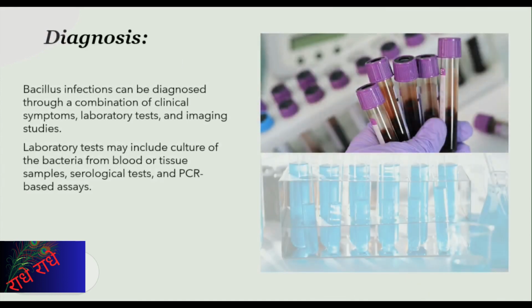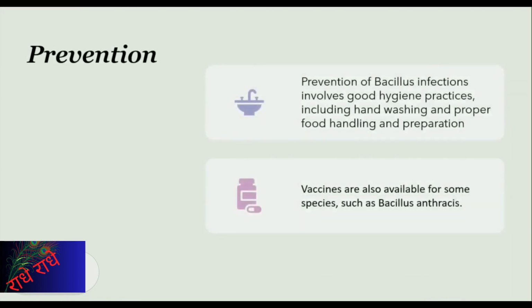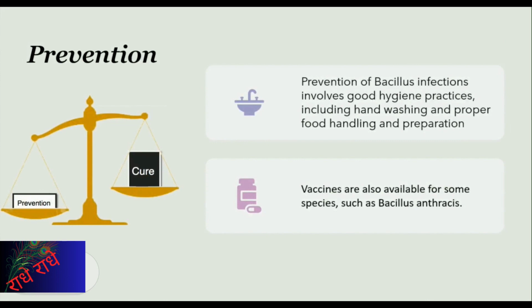Culturing bacteria from blood or tissue samples and serological tests such as PCR-based assays are the primary laboratory tests used to determine if a patient is suffering from a Bacillus infection. Imaging studies may also be used in conjunction to make a definitive diagnosis. Proper food handling, preparation and hand washing are essential in preventing infection caused by Bacillus. Vaccines are also available to protect against some species, like Bacillus anthracis. Implementing these measures helps minimize the risk of infection and increase the chances of staying healthy.